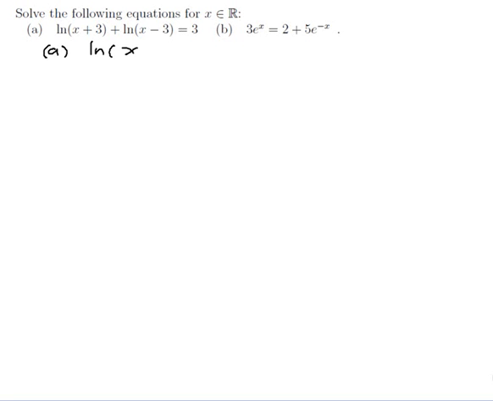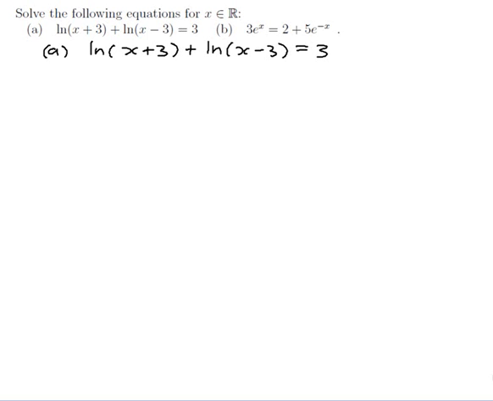ln(x + 3) + ln(x - 3) = 3. Well, let me think about this. I know that to get rid of an ln, I would need to do e to the power of. But that would only really work if I had a single ln with a bracket next to it. But I've got two ln's with a plus between them. So I must be able to combine them in some way, hopefully, to get one ln.